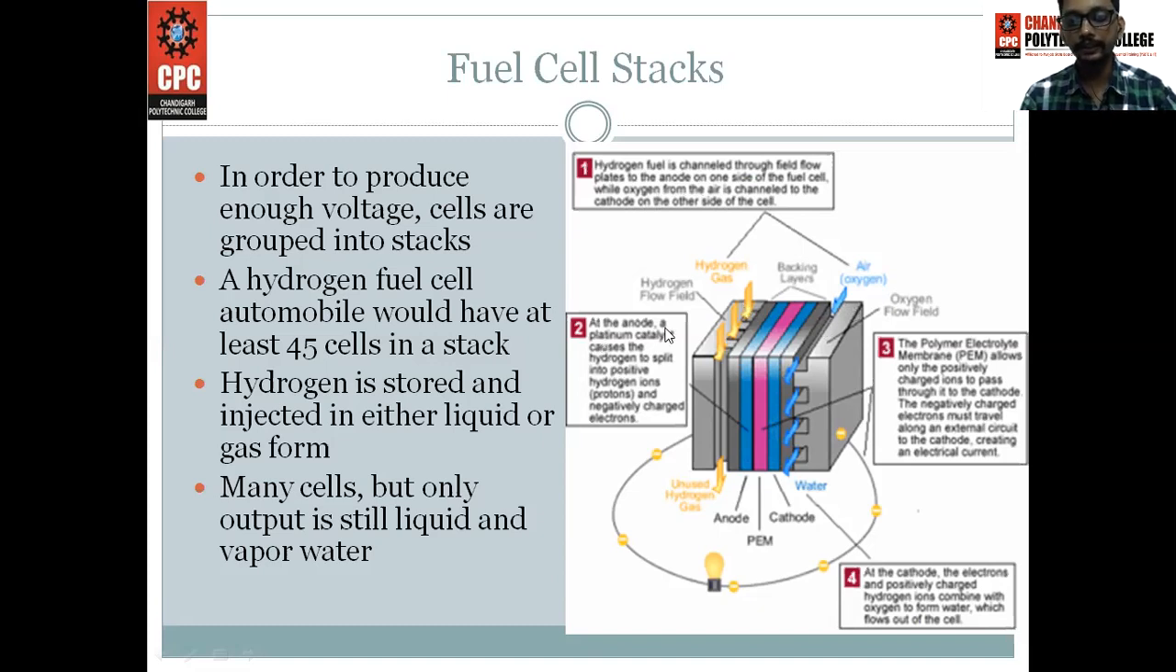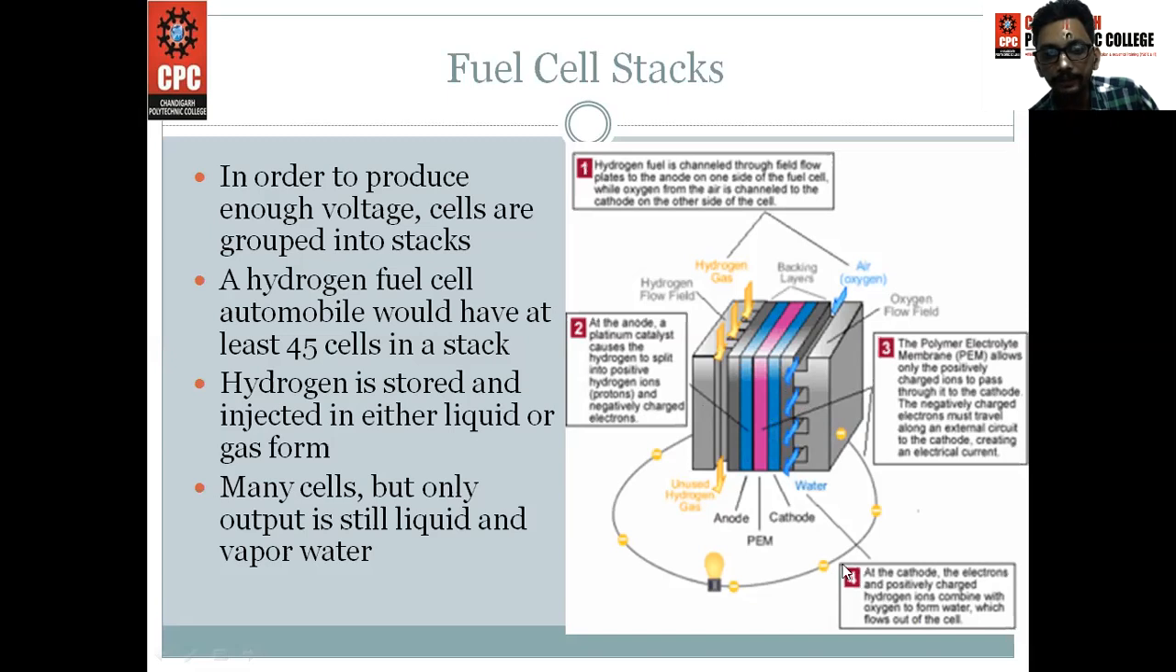The second point, at the anode, a platinum catalyst causes the hydrogen to split into positive hydrogen ions and negatively charged electrons, right? So this is the second portion. The third portion indicates the polymer electrolyte membrane, PEM, which allows only the positively charged ions to pass through it to the cathode, and the negatively charged electrons must travel along an external circuit to the cathode.